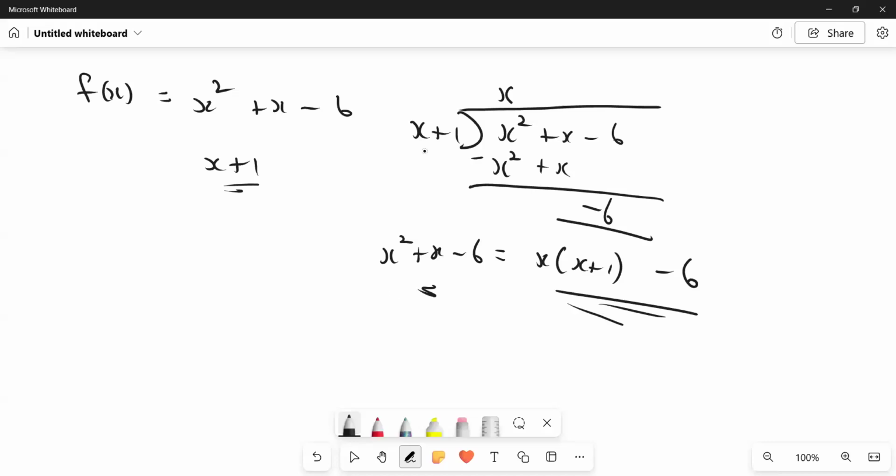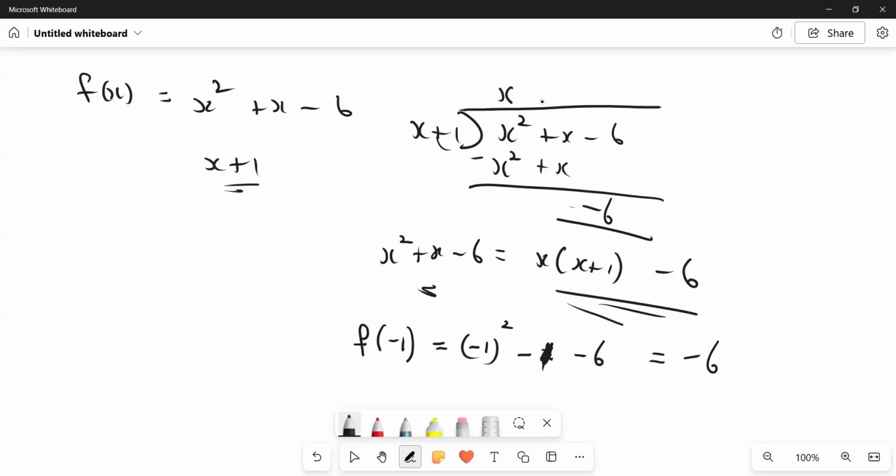But notice something now, right? When we divide x squared plus x minus 6 by x plus 1, we get minus 6. Look at this now. Let me try f of minus 1, right? I'm taking the opposite sign here. f of minus 1 will be equal to minus 1 squared minus 1 minus 6, right? What do we get? We get minus 6. See that?